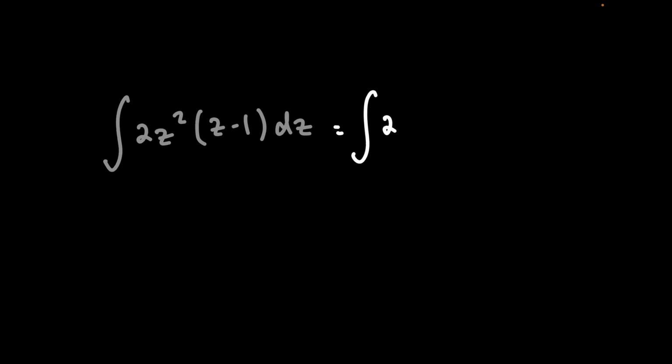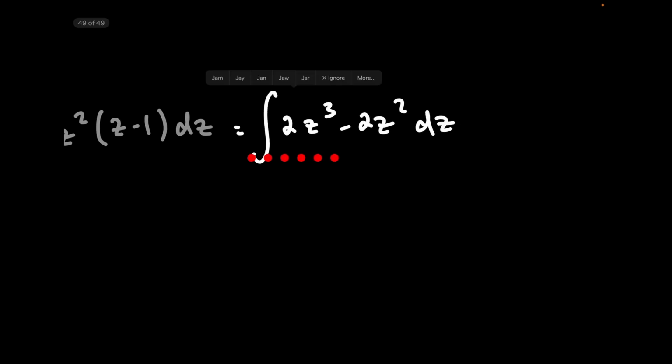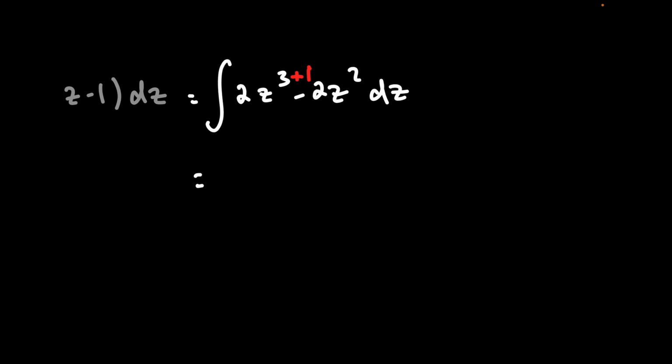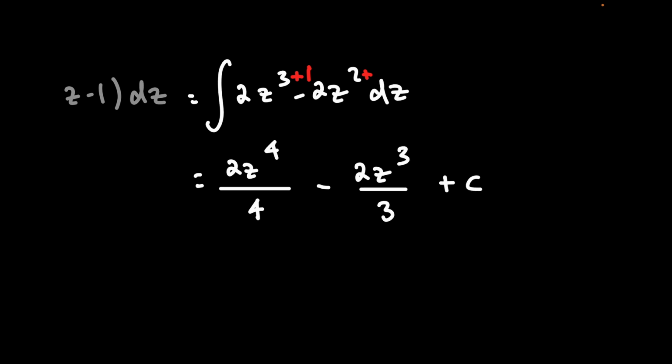So in this case, we'll have the integral of 2z cubed minus 2z squared dz. And now let us work out the indefinite integral for this one here. So first thing we do is we add 1 to the power, in which case we get 2z to the power of 4, but then we divide by the new power, divide by 4, minus, add 1 to the power. This becomes 2z to the power of 3, and we divide it by 3, plus c.